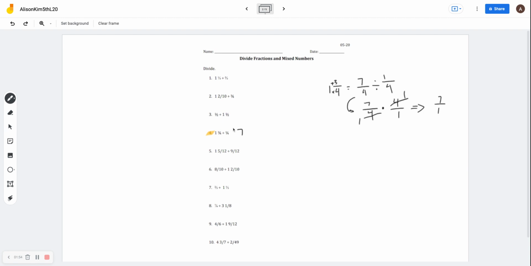So when you're doing division with fractions in general, just make sure that you remember to turn the division sign into multiplication and that you flip your fraction around.